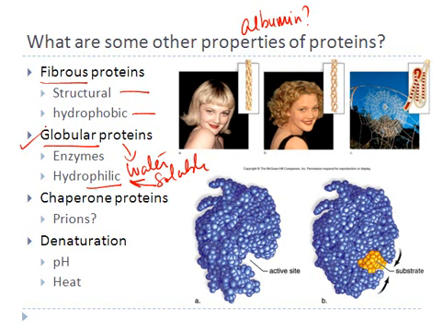Another kind of protein that is lately getting a lot of attention is called the chaperone proteins. Chaperone proteins are proteins that help guide the organization of other macromolecules. And prions are an example of chaperone proteins, and mad cow disease, which results from a malfunction of these, is an example of prions.